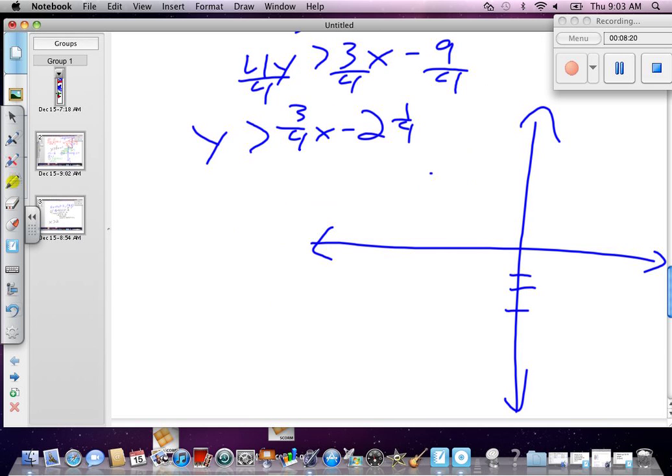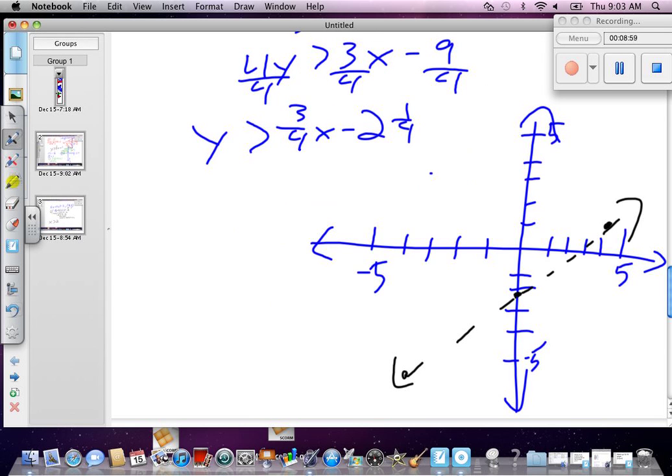One, 2, 3, 4, 5. 1, 2, 3, 4, 5. Okay. I'm going to put my first dot at -2 1/4. So I'm going to go down 2 in just a little bit. Then I'm going to go up 1, 2, 3 over 1, 2, 3, 4. Or down 1, 2, 3 over 1, 2, 3, 4. And it's going to be a dotted line.